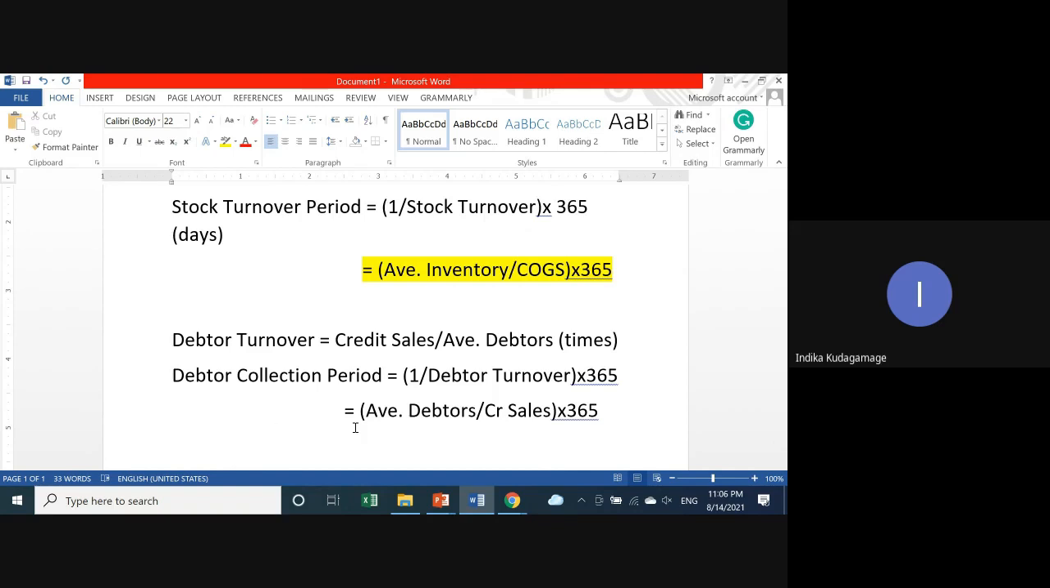Longer the credit period, that means you won't get cash. Therefore, the credit period should be as short as possible. Then you get cash faster. When it is fast cash, you don't need much borrowings because you are getting cash regularly.